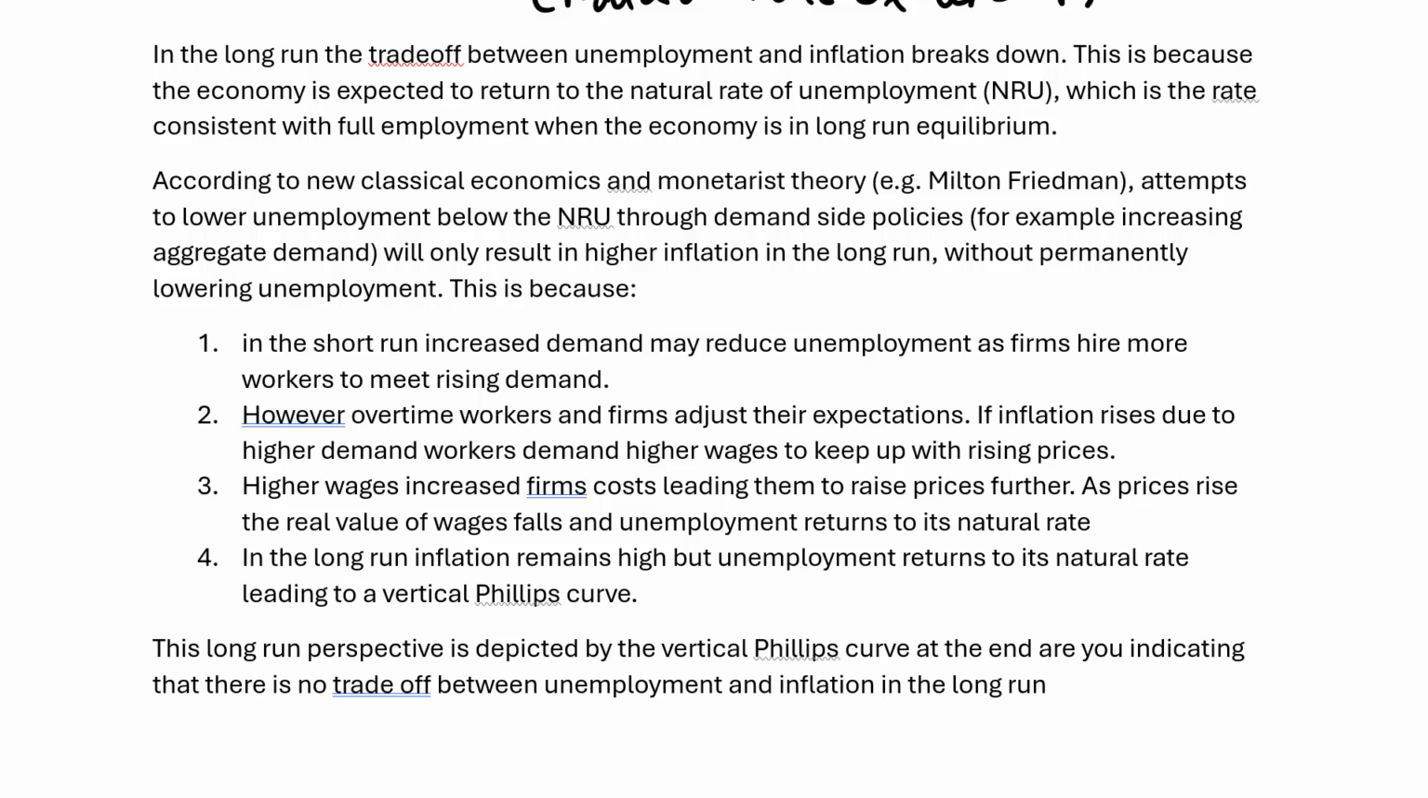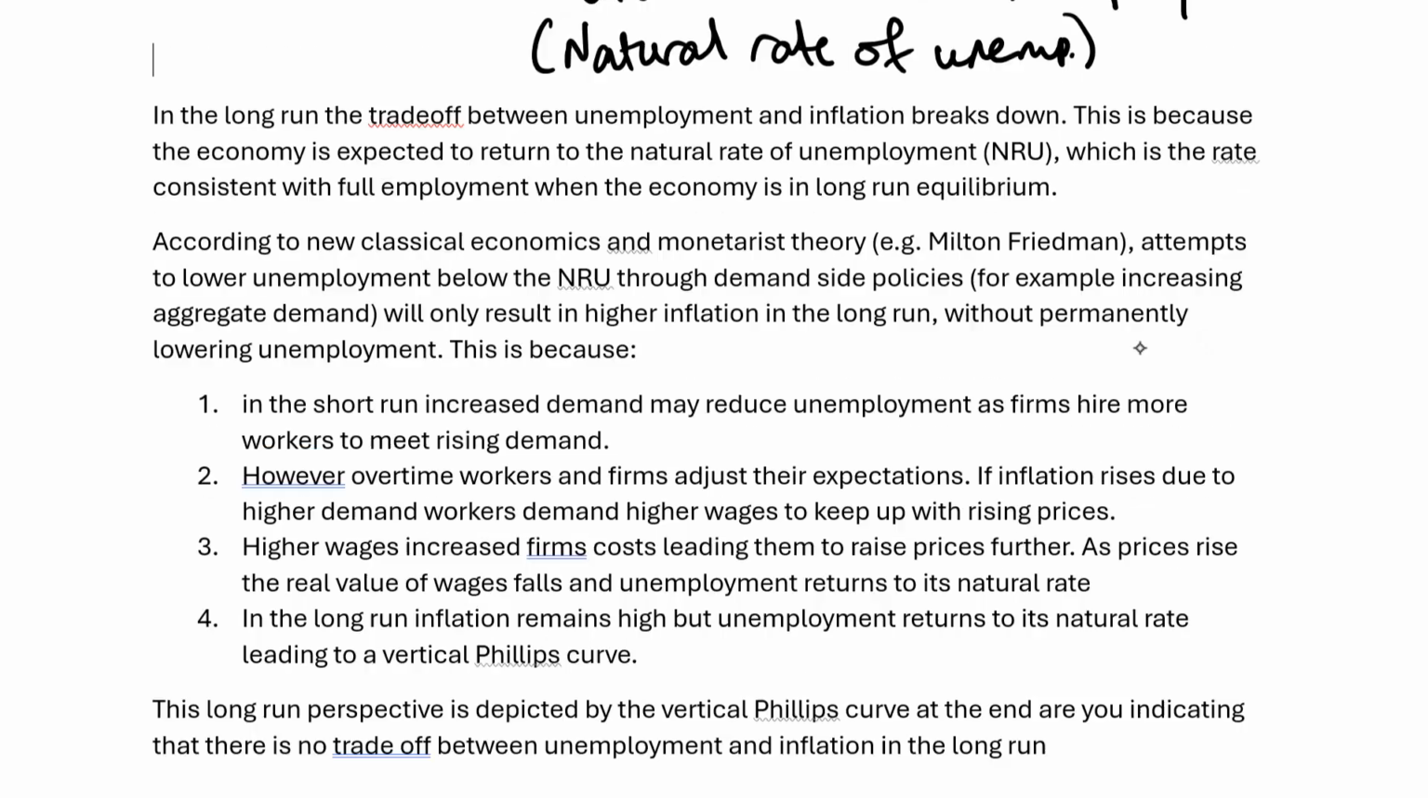So what all this is essentially saying is that this trade-off between unemployment and inflation only exists in the short run. In the long run, there is no trade-off. You can't get unemployment below its natural rate, and any attempt to do so will only result in more inflation. This is the reason why the long-run Phillips curve is vertical.